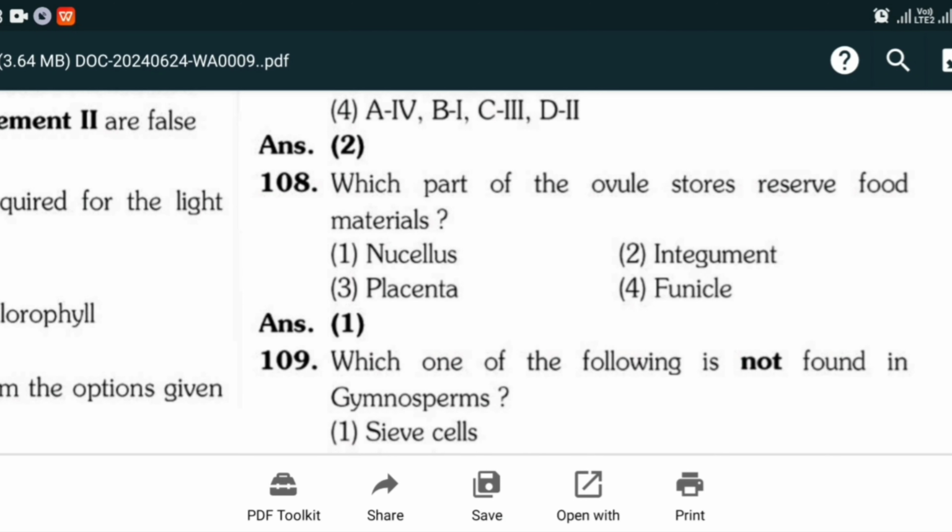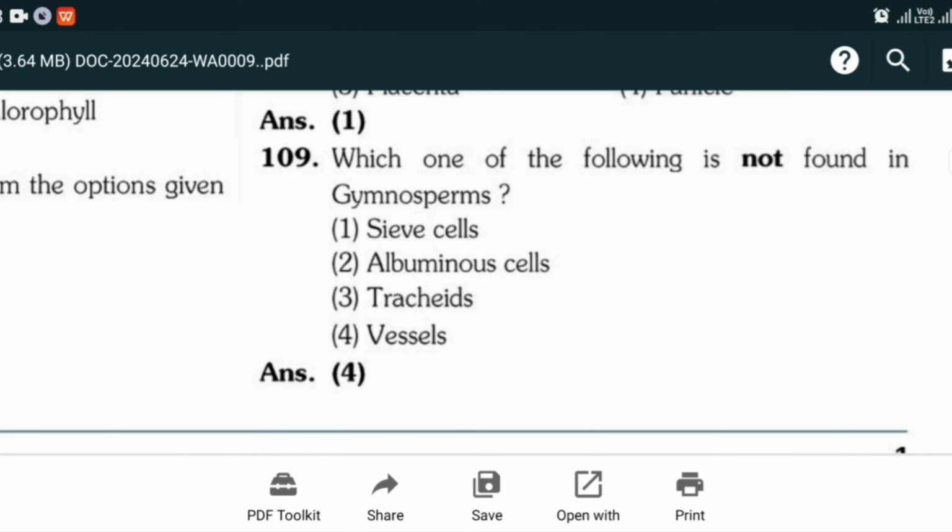So the answer will be nucellus. Then which of the following is not found in gymnosperms? See, sieve cells and albuminous cells are present in gymnosperms. Tracheids are also a characteristic feature of gymnosperms, but vessels are first seen in angiosperms.